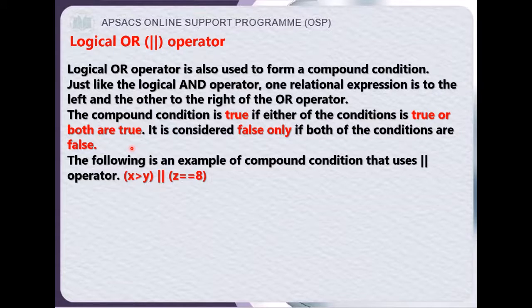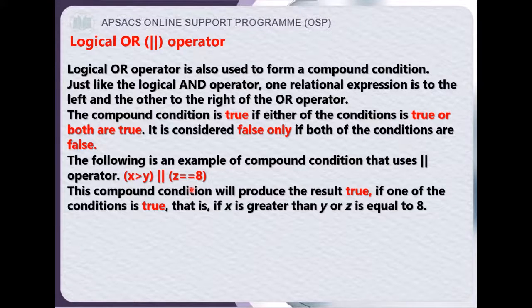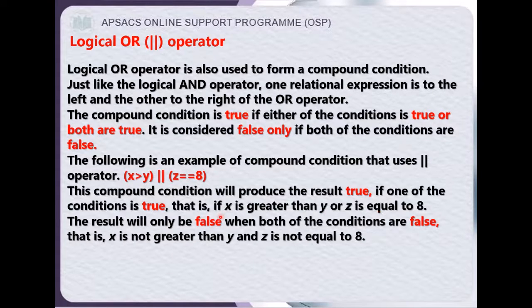The following is an example of a compound condition that uses the OR operator: x greater than y or z equal to 8. This compound condition will produce the result true if one of the conditions is true, that is, if x is greater than y or z is equal to 8. The result will only be false when both of the conditions are false, that is, if x is not greater than y and z is not equal to 8.